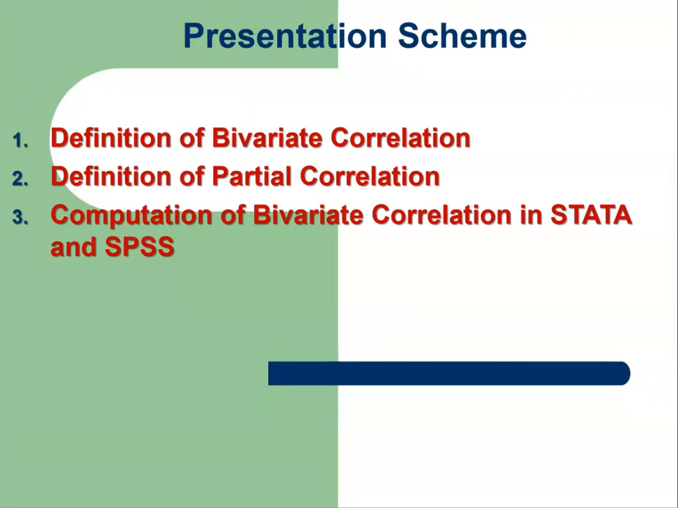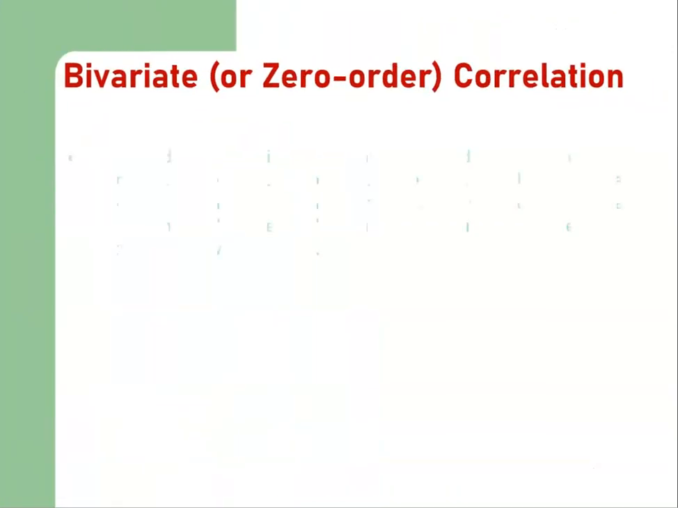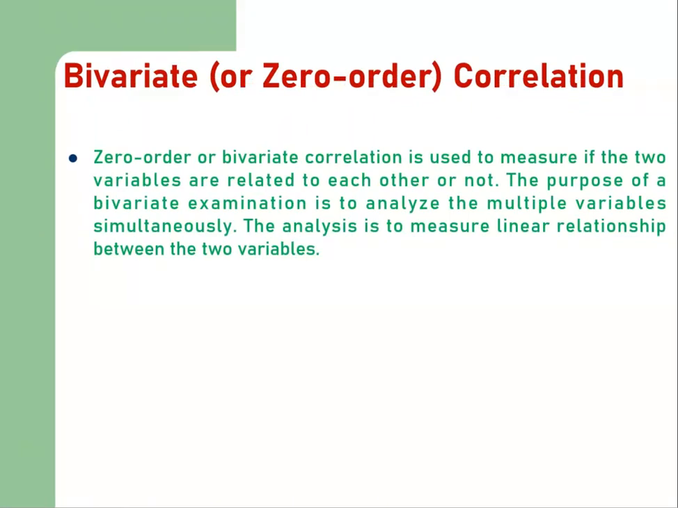I'll define bivariate correlation, partial correlation, and then I'll compute bivariate correlation and partial correlation in STATA and SPSS, and I'll interpret the results, and finally I'll conclude. So let me start with the definition of bivariate or zero order correlation.